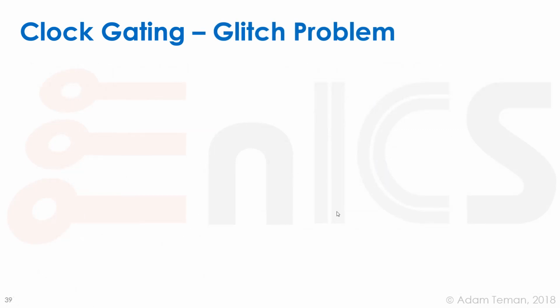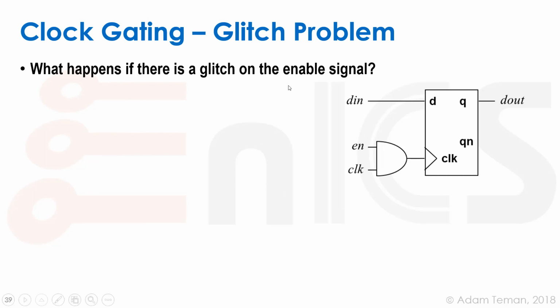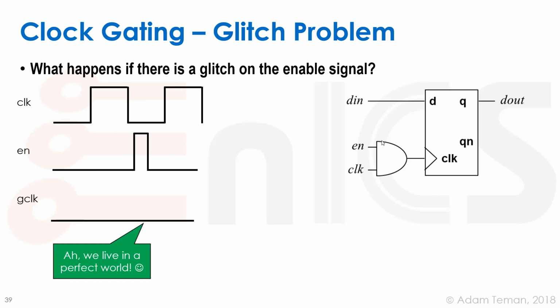But maybe I was lying to you, because what happens if there's a glitch on the enable signal? Look, we have this AND gate here. Glitches on AND gates can propagate. So let's look at what happens here. We have our clock signal, we have our enable signal, and let's see what happens with our gated clock. So the clock went down here, and there was a glitch on the enable signal, and lo and behold, nothing happened to the gated clock signal, so we were fine. And as I say here, we live in a perfect world. We get a little smiley face, and it's even green.